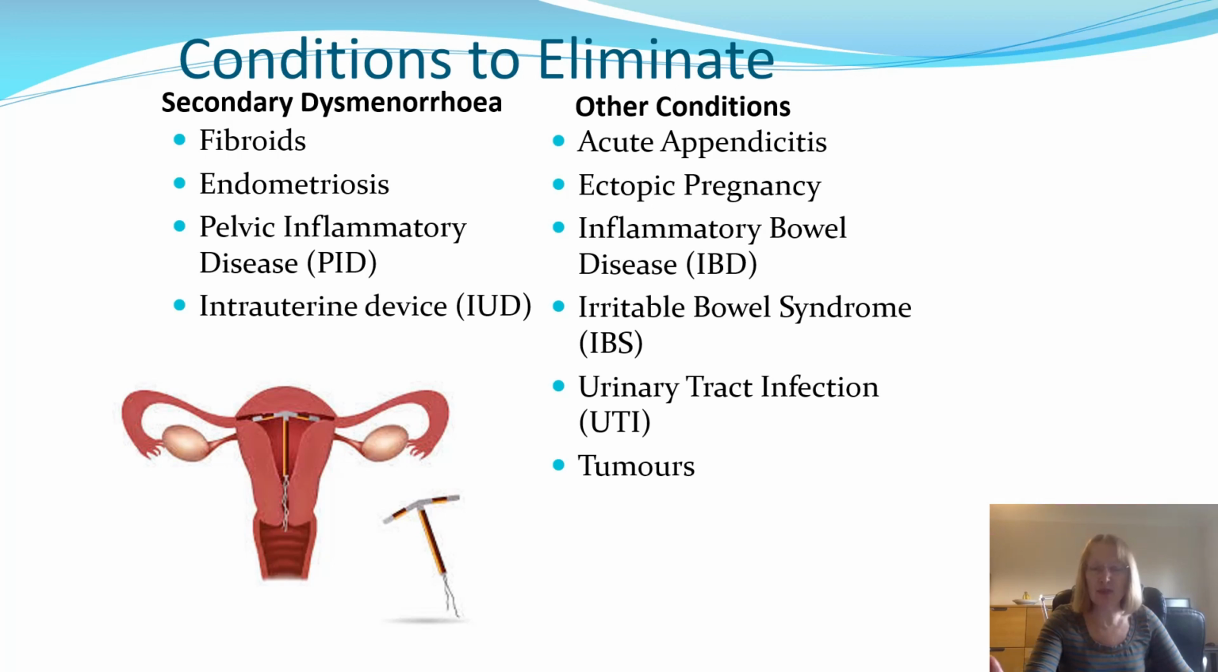So dysmenorrhea is abdominal pain around the time of the periods, and one cause of that can be fibroids, and these are benign tumours which grow in the uterus. And 40% of women have these, so it's very common and not necessarily harmful, but what it can cause is secondary dysmenorrhea.